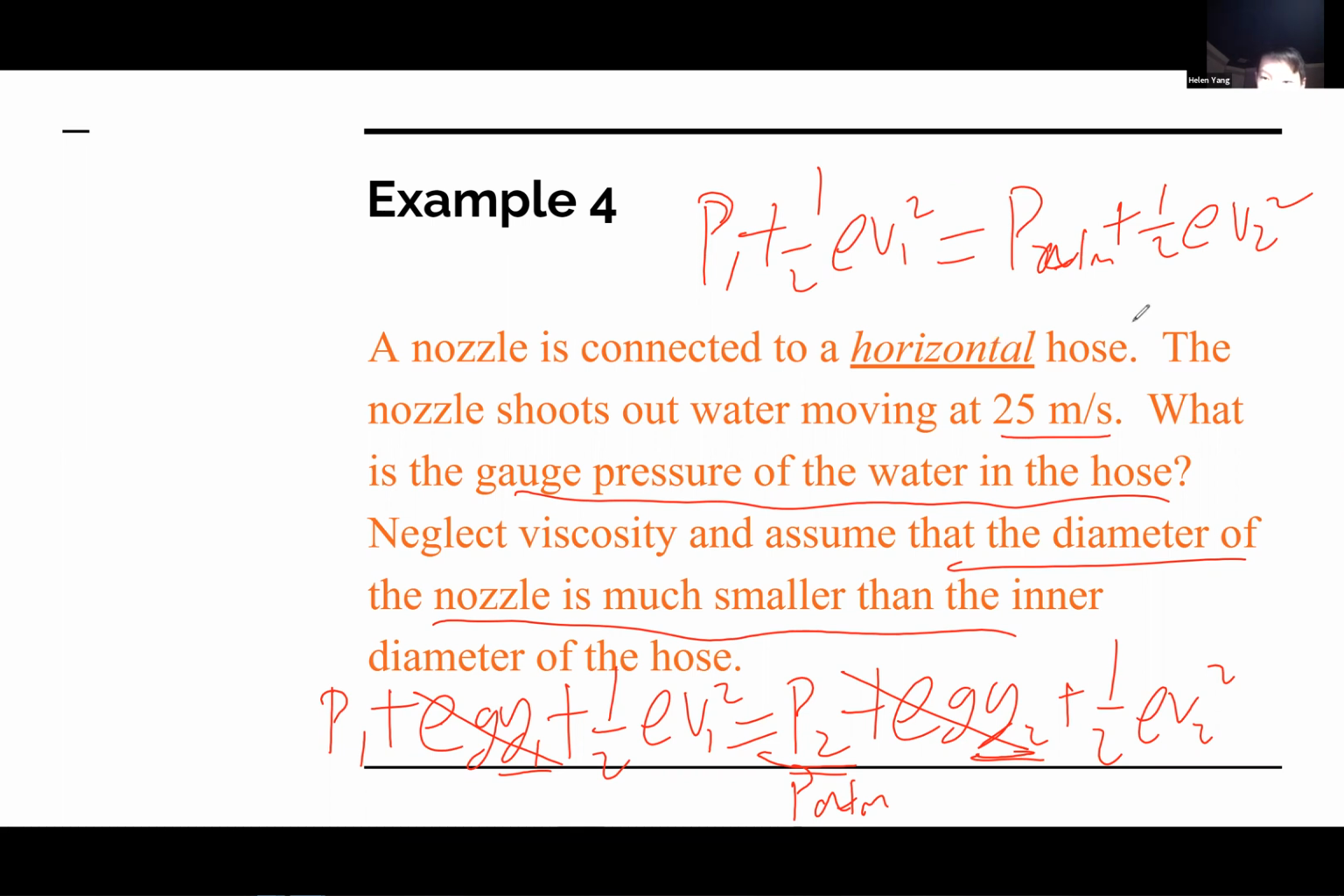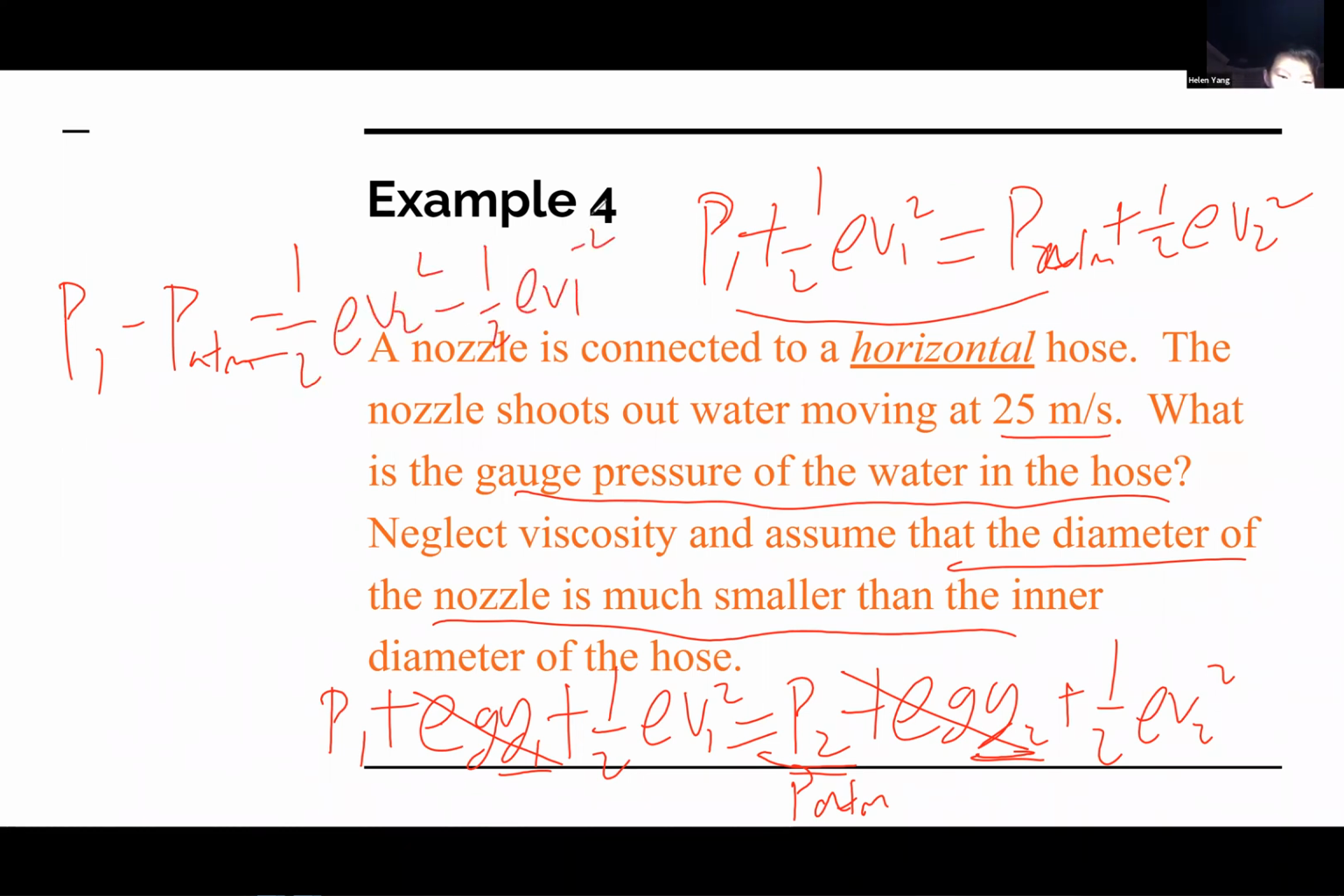If you put the pressures on one side, it would be P1 minus P ATM is equal to 1/2 rho V2 squared minus 1/2 rho V1 squared. And I can write that as 1/2 rho times V2 squared minus V1 squared. Since you're trying to find the pressure, all we need to know is the velocity.